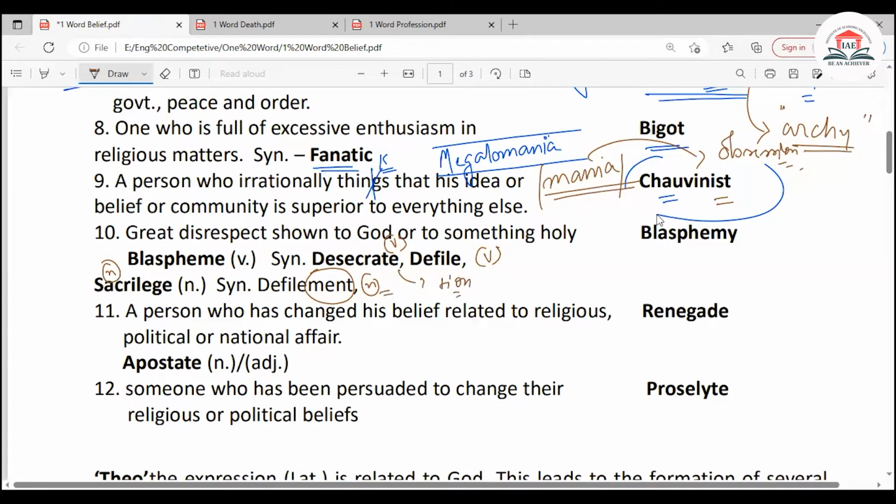Tion, shun, when added to a word, becomes a noun in most cases. Desecration, right? Likewise, blasphemy is a noun, but blaspheme is a verb, right? Don't desecrate the idea of others in which he believes.